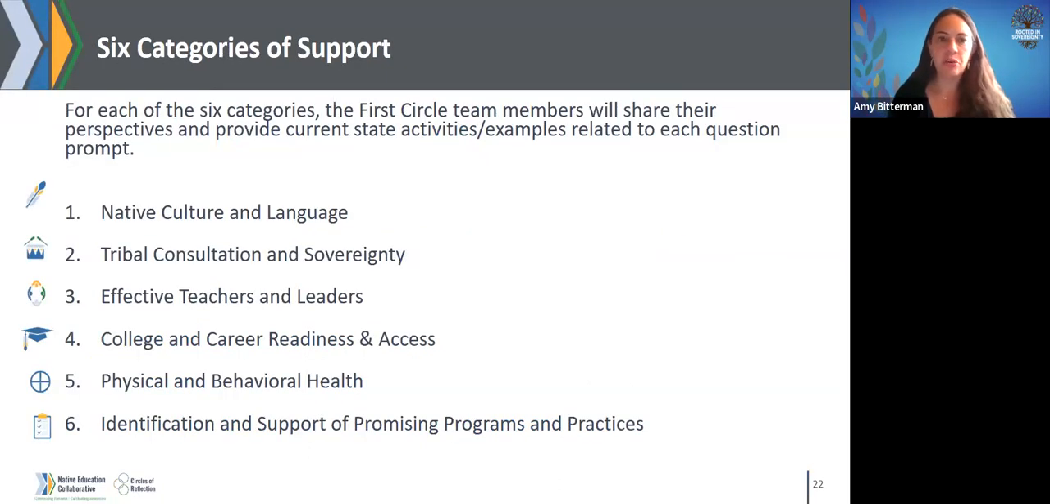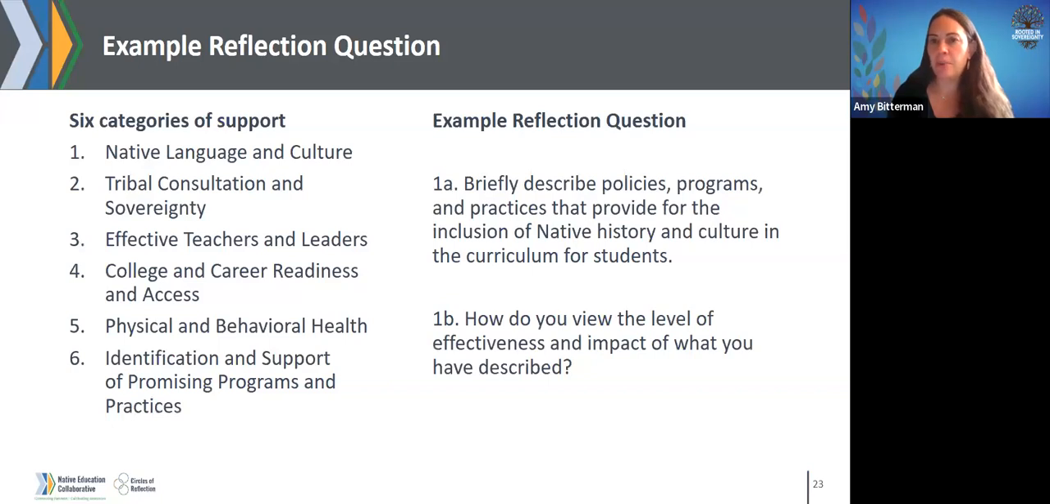And here again are those 6 categories that Mandy already went through. And we have here just an example of one of the questions to give you a flavor of what they're like. This is one that is in the Native language and culture category. So the facilitator would say to the group, briefly describe policies, programs, and practices that provide for the inclusion of Native history and culture in the curriculum for students. So we would go around and everyone would contribute if they have something to contribute. And then once there's been discussion, everyone would provide what their level is in terms of effectiveness and impact based on what the group has described that they're doing.